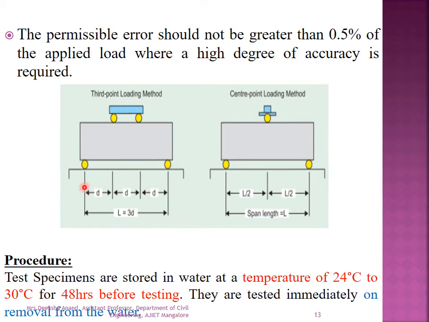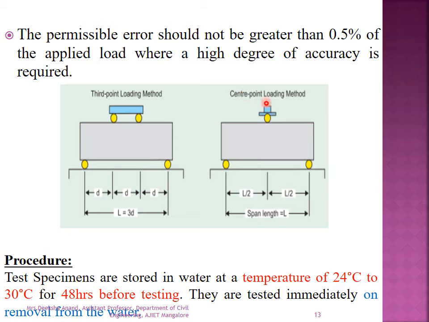So here we can see 3-point loading. You can see 2 points and here the supports, and the distance from the end to the first support we have taken as D, and next from the central support to central support, the 2-point loading distance is also considered as D, so it is equally spaced. Therefore total L is equal to 3 times D.